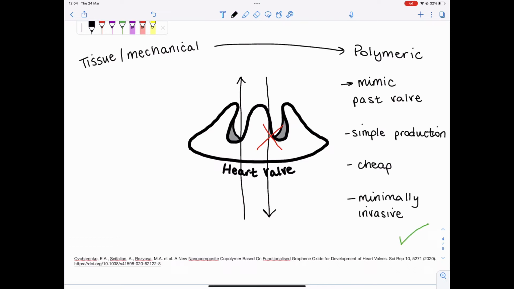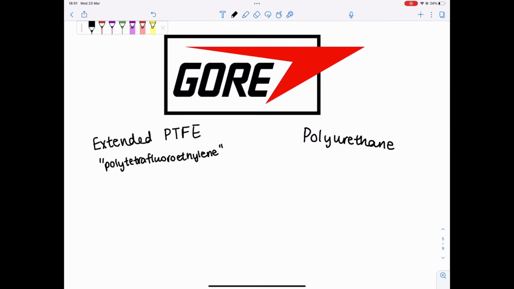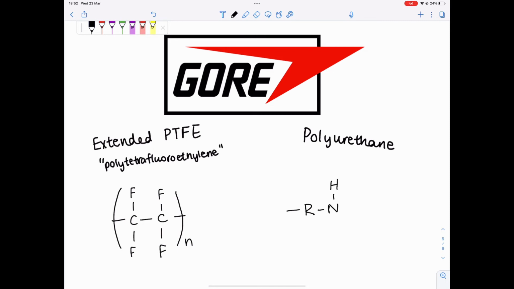The polymeric valve currently used in transplants is made by a company called Gore. They provide vascular grafts for the valves as well as sutures to secure it to the tendons. It is made of extended PTFE, polytetrafluoroethylene, and polyurethane bonded together. PTFE is an example of a polyalkene, which you may have come across before, and polyurethane is an example of a polyamide. You can see the amide link in the middle.